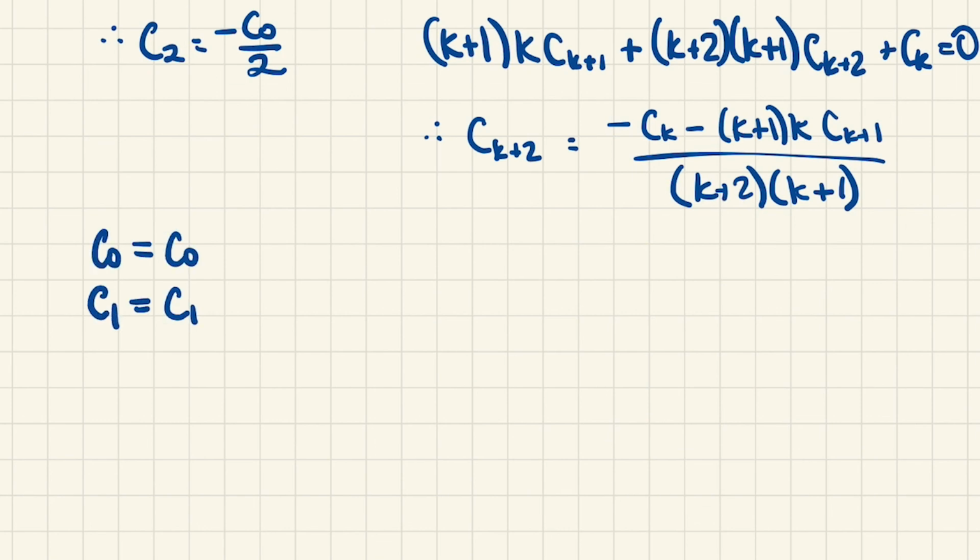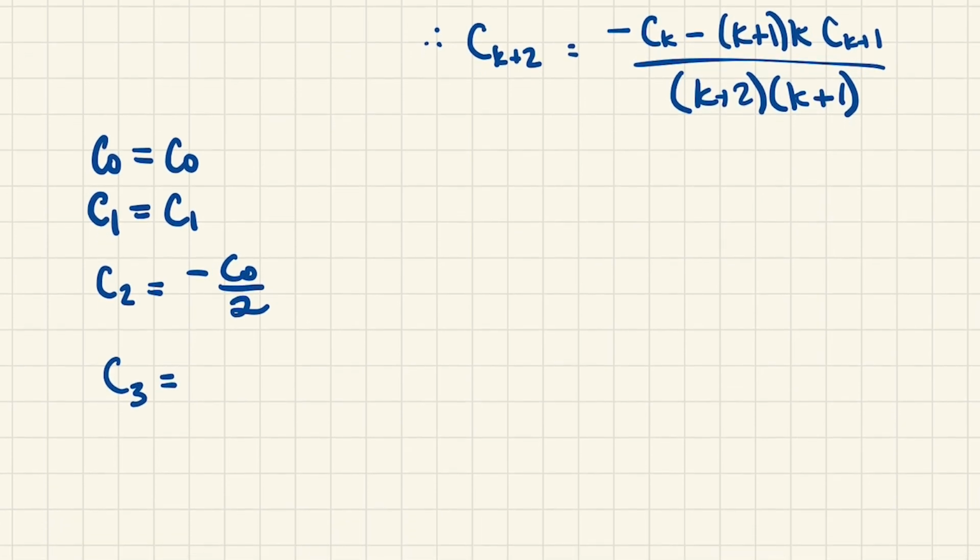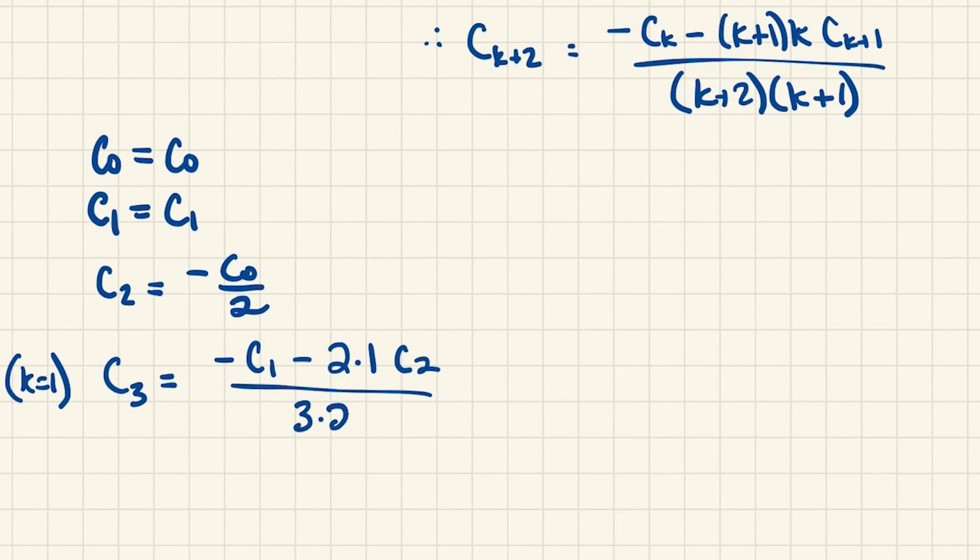The first two are arbitrary constants, so they're just going to be defined to be themselves. And we actually already have c2, which we worked out as negative c0 over 2. So very good. c3 is, well, that's the k equals 1 case in our recurrence relation. So we can see that that's negative c1 minus (k plus 1 is 2, so we have 2 times 1) times c2, and this is all over (k plus 2) times (k plus 1), so that would be 3 times 2. But what is c2? It's negative c0 over 2. So this is actually negative c1 plus c0, all over 3 times 2. And we didn't last time, but this time let's just multiply them right out, so we get a 6.